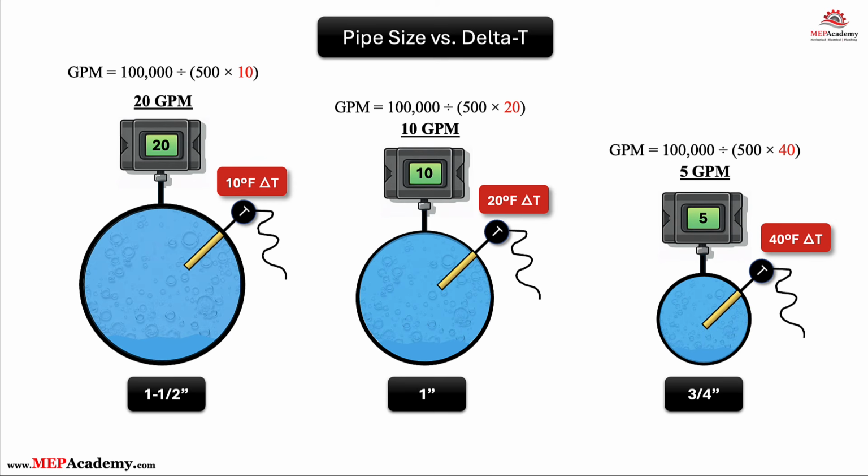Now, while increasing delta T can reduce your GPM, pipe size, pump horsepower, and installation cost, there is a trade-off. A higher delta T can sometimes increase the cost of source equipment, because boilers, chillers, and coils may need larger heat exchanger surfaces or higher supply temperatures to achieve those higher temperature drops. So delta T is always a design balance between piping cost and equipment cost.